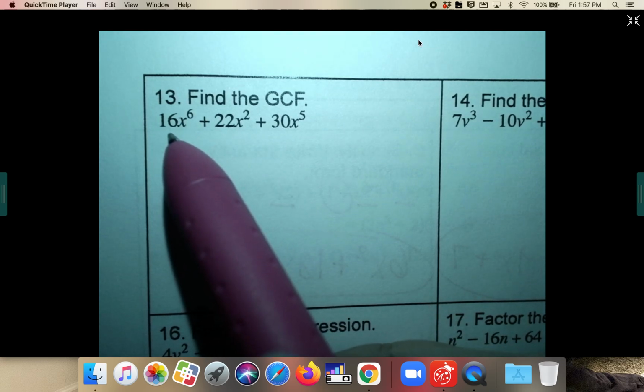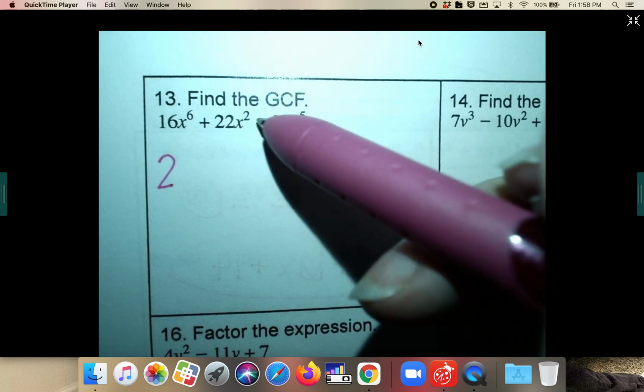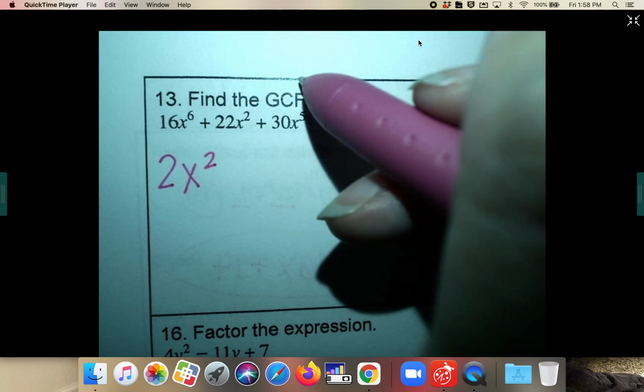But 2 will also come out of 16 and 30. So I'm going to divide out a 2, and I'm going to divide out the most x's we can pull out, are 2 of them. So 2x squared, oh, and that's all we have to do.